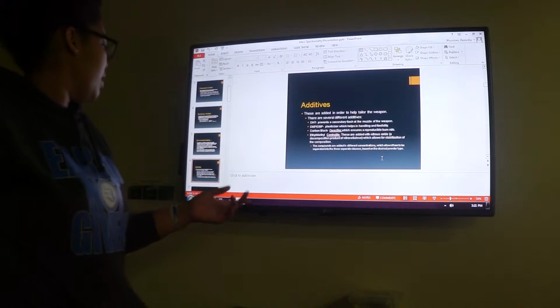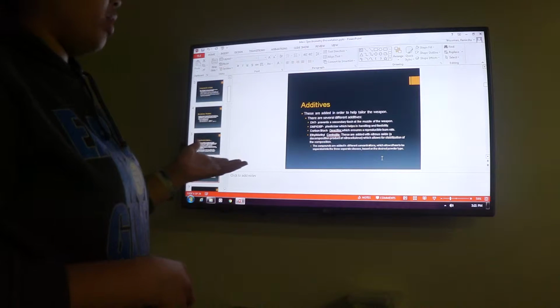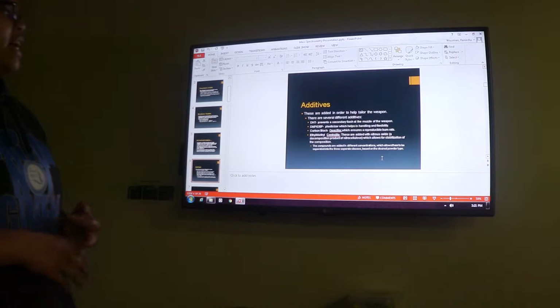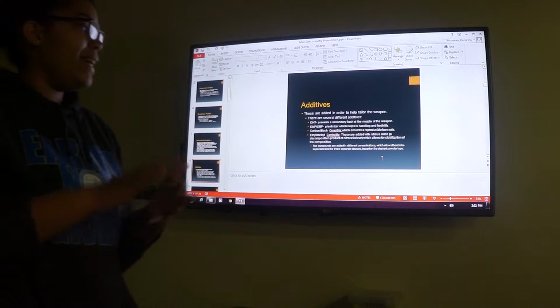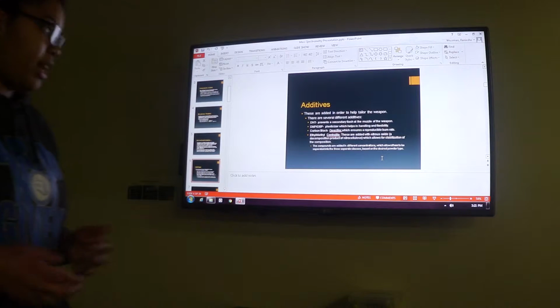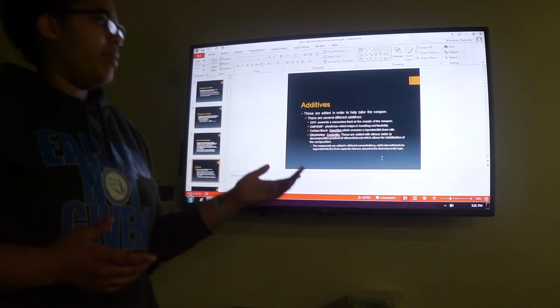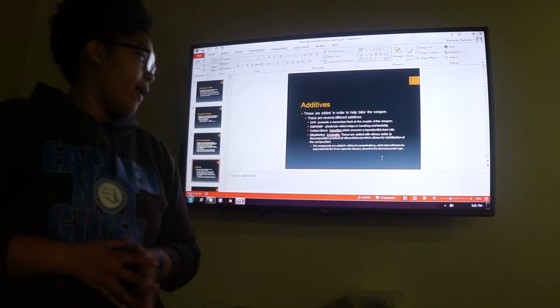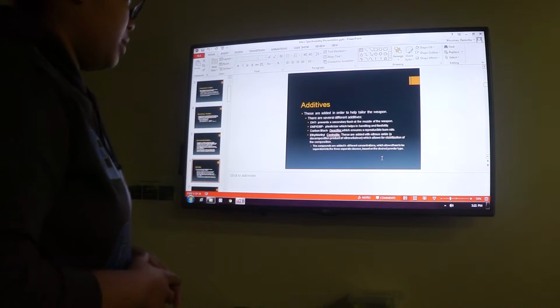So, additives. These are added in order to help tailor the weapon. We have several different additives. We have DNT, which helps prevent the secondary flash at the muzzle of the weapon. We have DMPD-BP, which is a plasticizer. We have carbon black, which is an opacifier, and that helps ensure a reproducible burn rate. We have ethyl-methyl centralite, which is what we'll focus on a lot during this presentation.